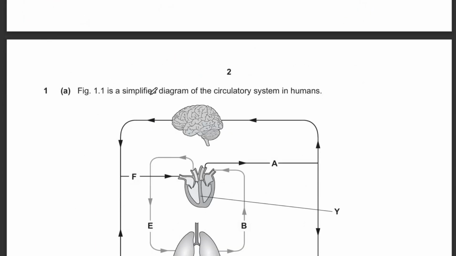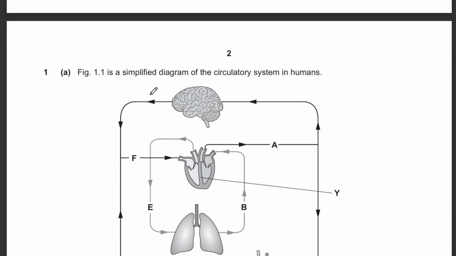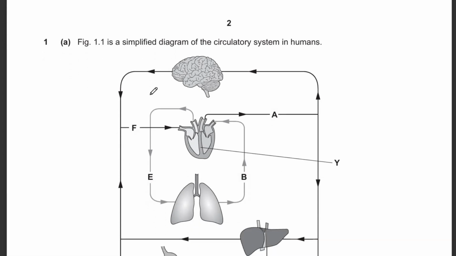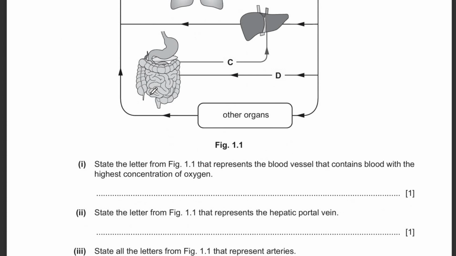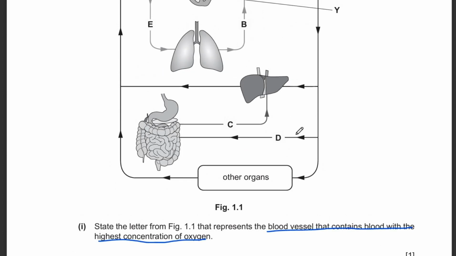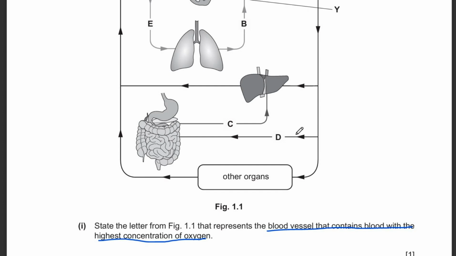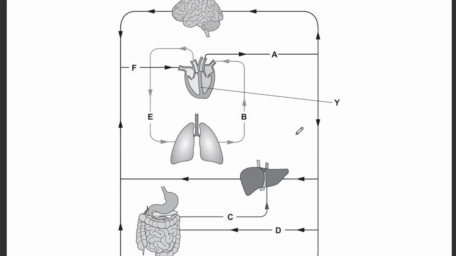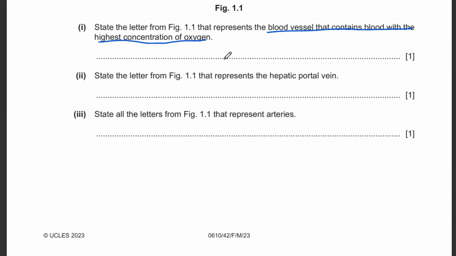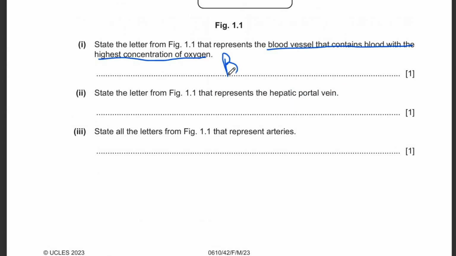So question number 1 says that Figure 1.1 is a simplified diagram for the circulatory system in humans. Part 1 says, state the letter from figure 1.1 that represents a blood vessel that contains the blood with the highest concentration of oxygen. So, obviously, anything that will be coming from the lungs will be having the highest concentration of oxygen, yes or no? So, what is a blood vessel that is coming from the lungs to the heart? That is pulmonary vein, and that is B. Alright. So the answer to this question would be B.